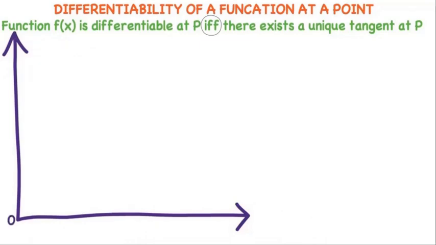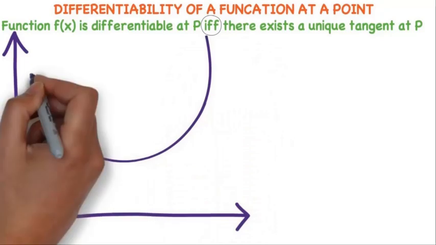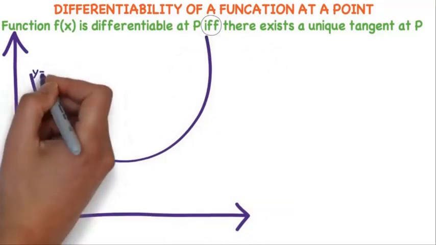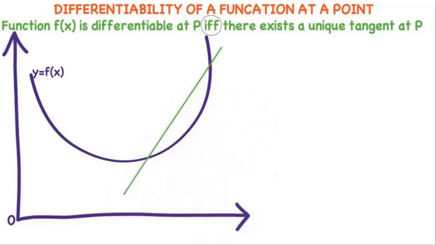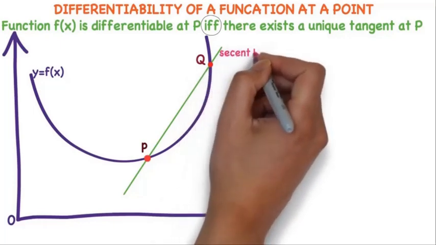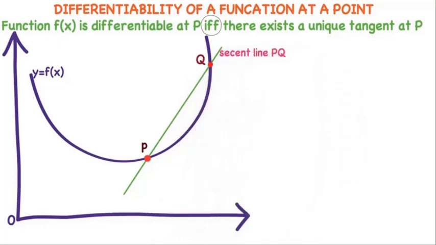Now consider a coordinate axis, O is the origin, and take the curve y is equal to f of x. Draw a line. You observe this line cuts the curve at 2 points. Name them P and Q. Now what is this line PQ? This line PQ is called the secant line PQ, because this line cuts the curve at 2 points.